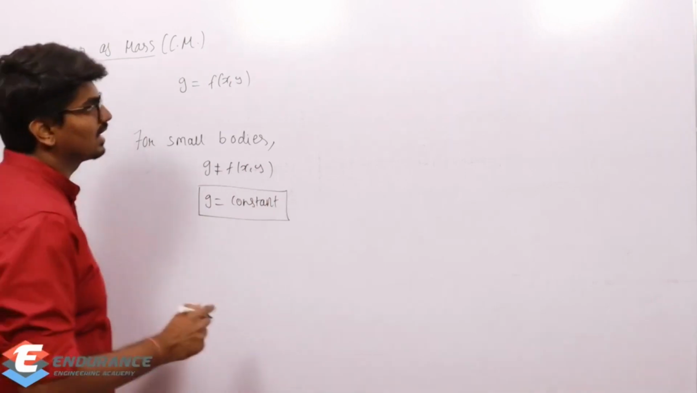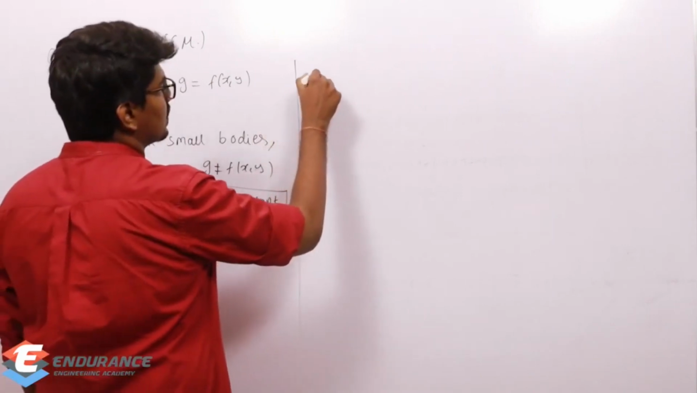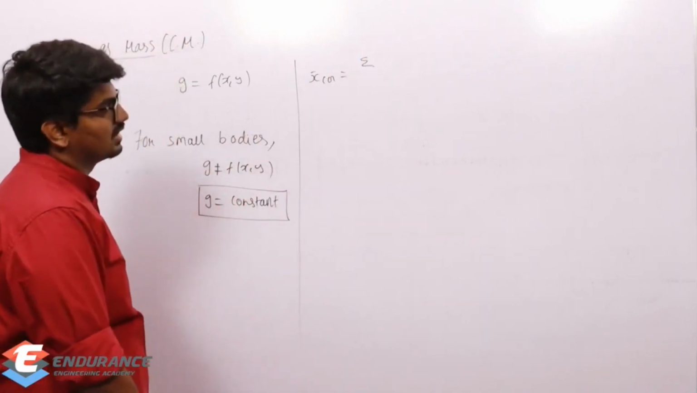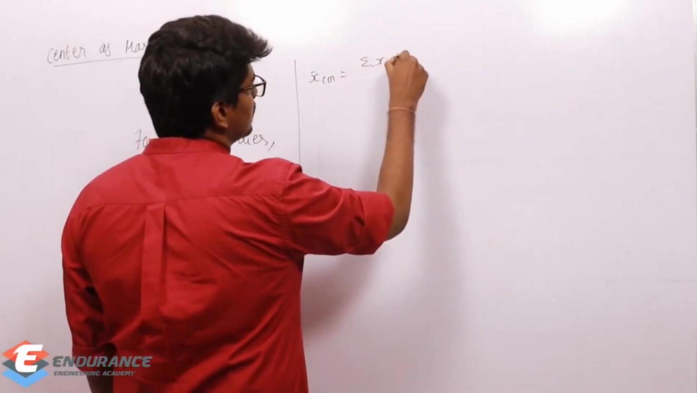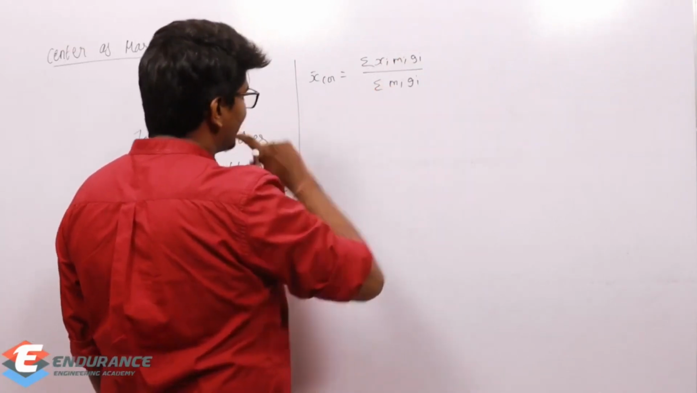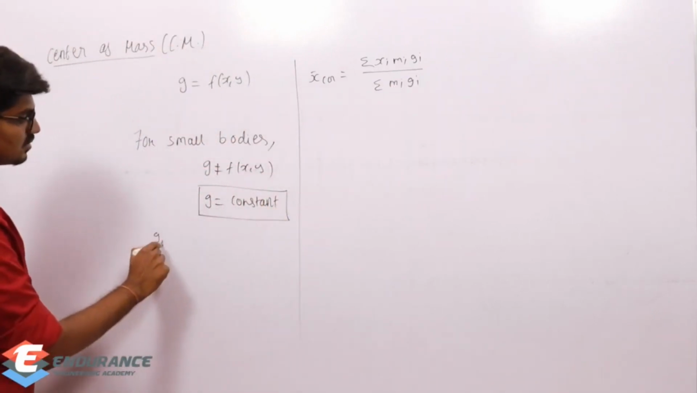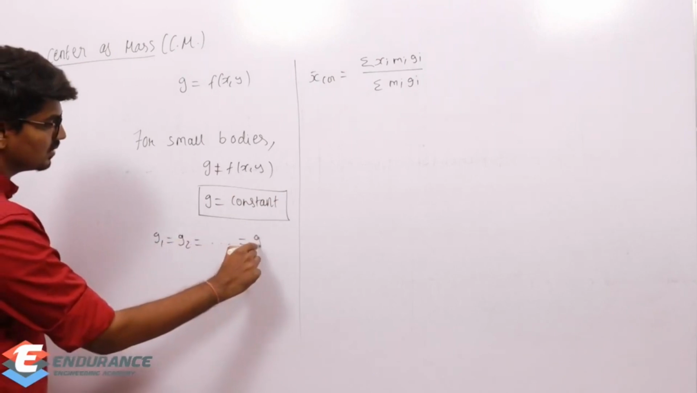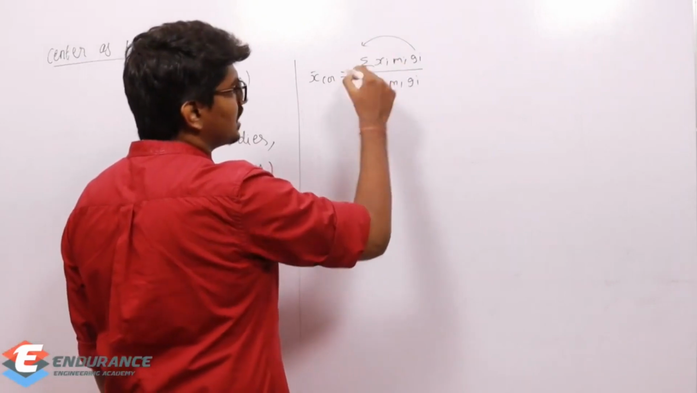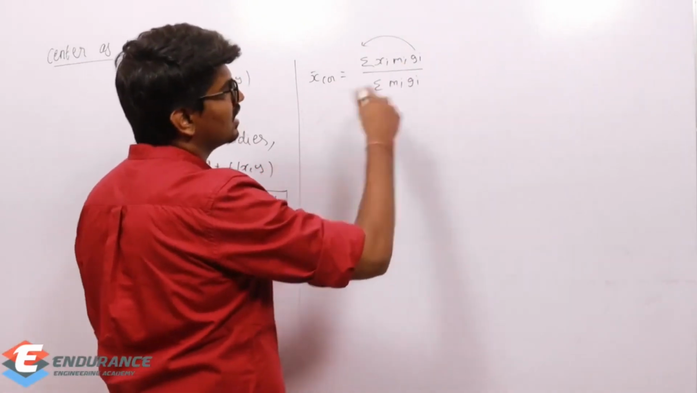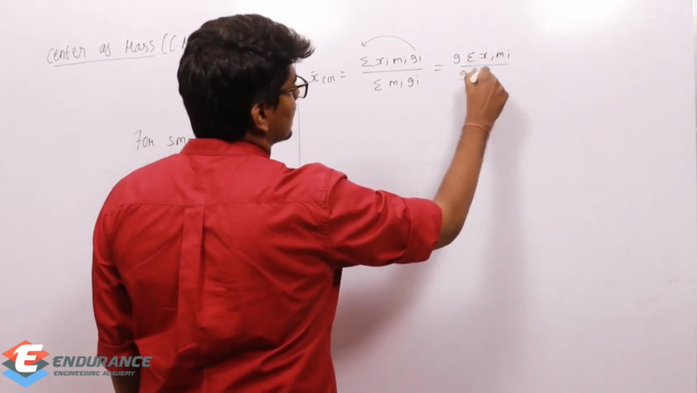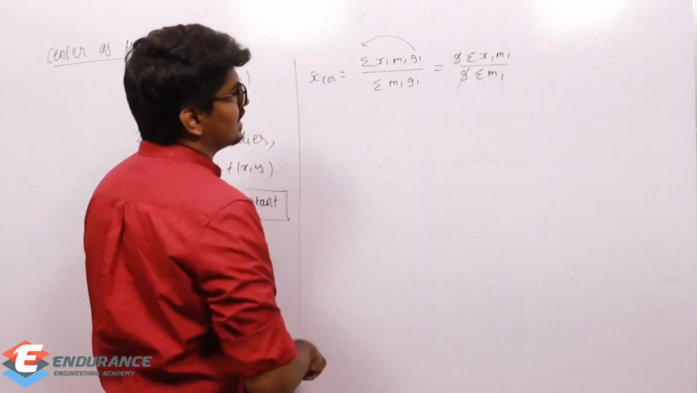If it is constant, what will happen? Let us see what will happen to center of gravity first. What is center of gravity in general for a discrete system? Xi into mi into gi, divided by summation of mi gi. Now, as it is constant, all the g's will be the same. G1 will be equal to G2, all will be equal to G. So since G is the same, I can simply take it outside and take it commonly, and then I can simply cancel it.